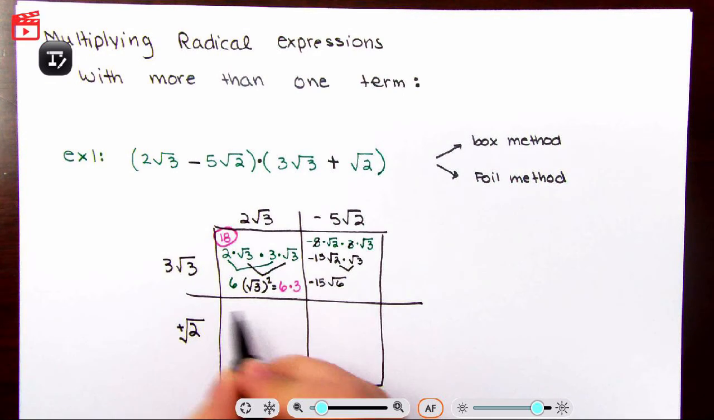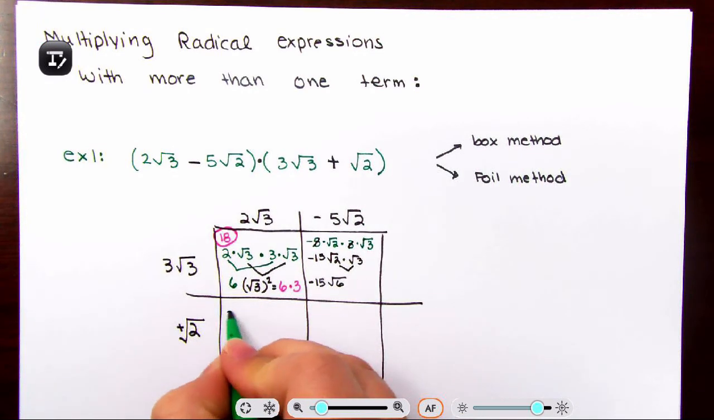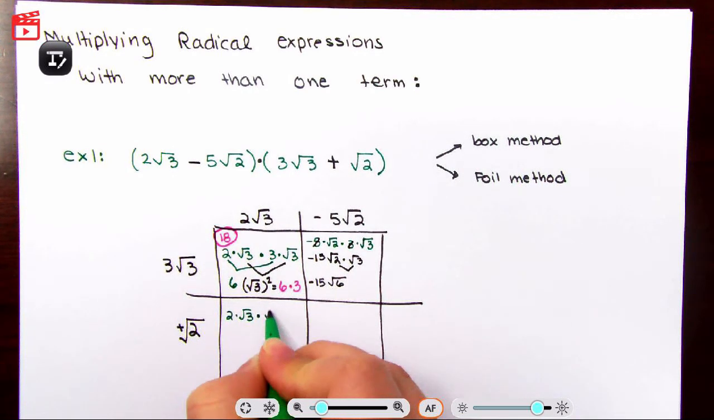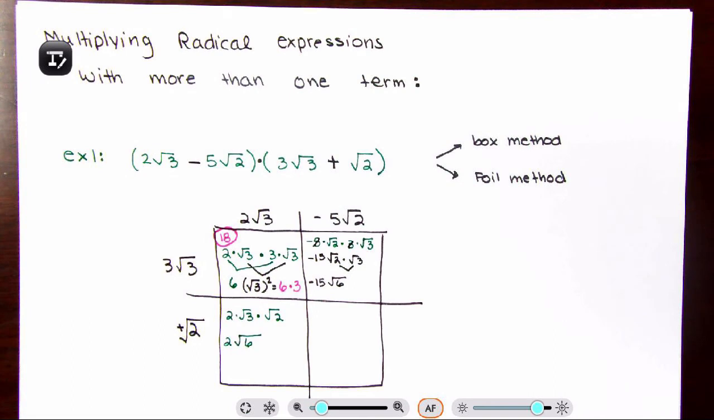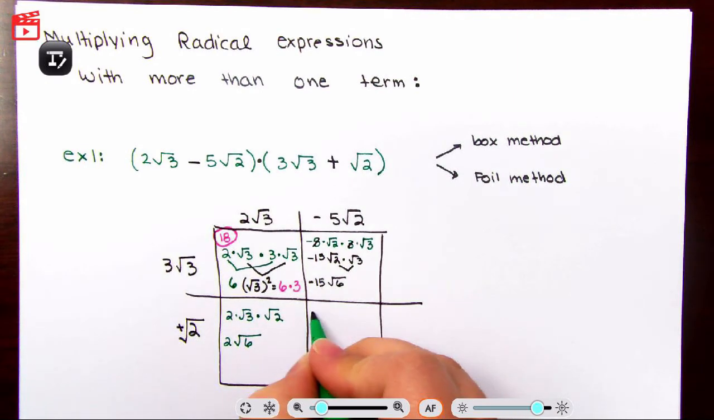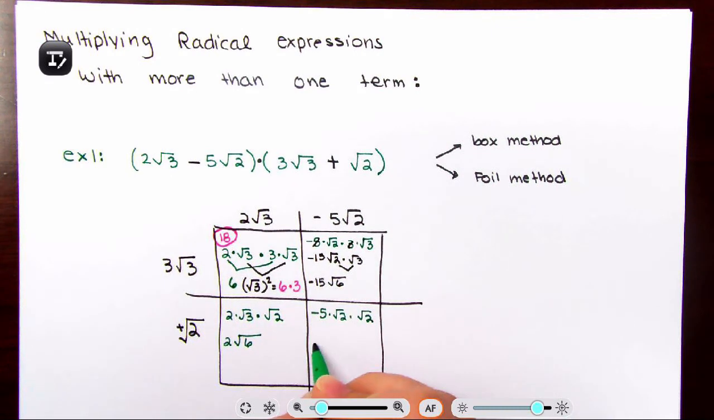Now let's do this one here. I was thinking if I can simplify 6, but I can't. 2 times root 3 times root 2. So I have 2 times root 6. Then what do we have, the last one? Last one we have is negative 5 times root 2 times root 2. So then I have negative 5 times root 2 squared, which means I have negative 5 times 2, which means I have negative 10.